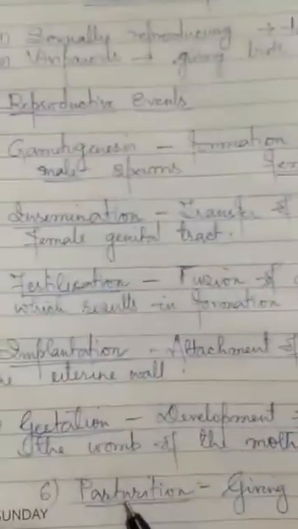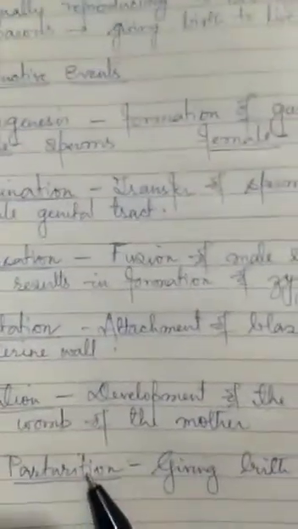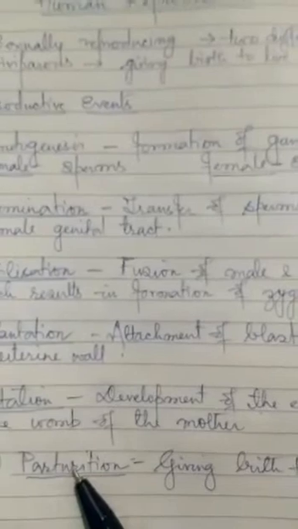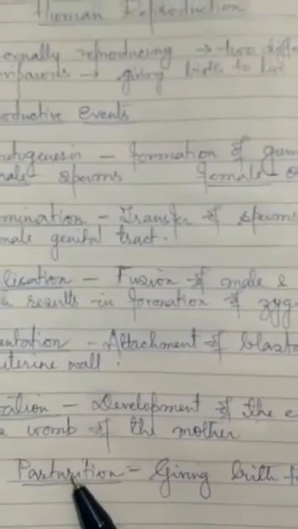And finally comes parturition. What do you mean by parturition? It's nothing but giving birth to the baby after the child has completely developed inside the womb of the mother. There comes the time when the child has to come out of the body of the mother. This stage is known as parturition.